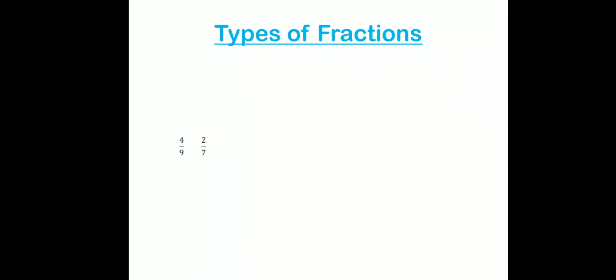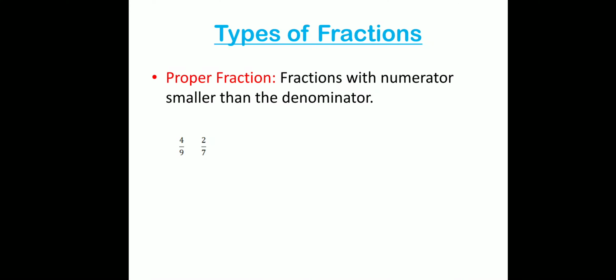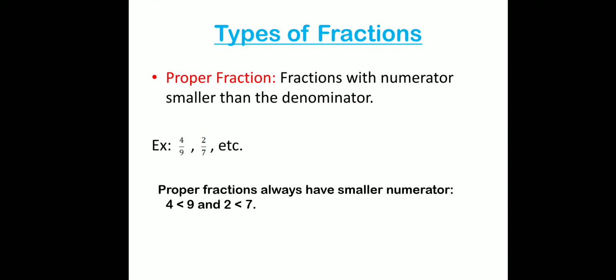Okay, so next fraction is proper fraction. Fractions with numerator smaller than the denominator. Example, 4 by 9, 2 by 7, etc. Proper fractions always have smaller numerator. 4 is smaller than 9 and 2 is smaller than 7. Now friends, you will say, what type of fraction will this be? Because basically the numerator will always be smaller than the denominator.